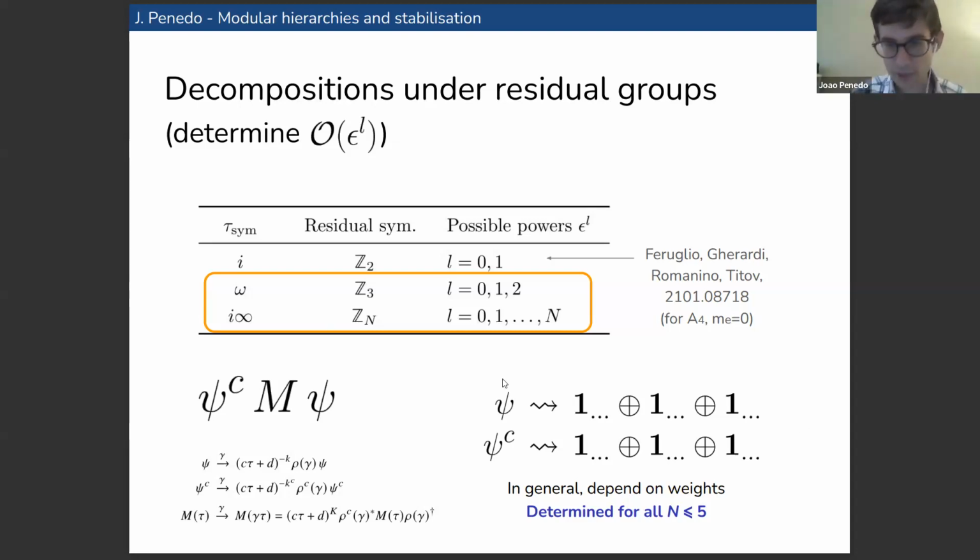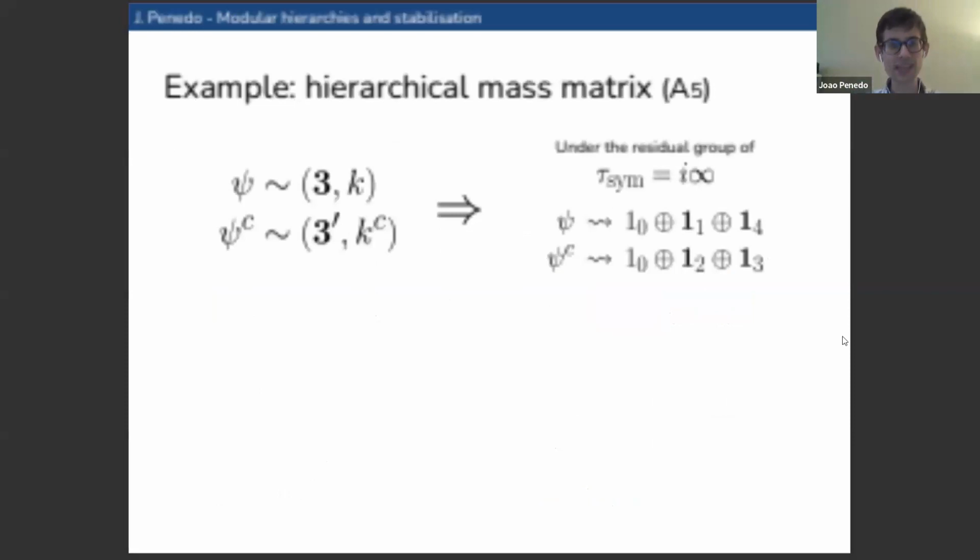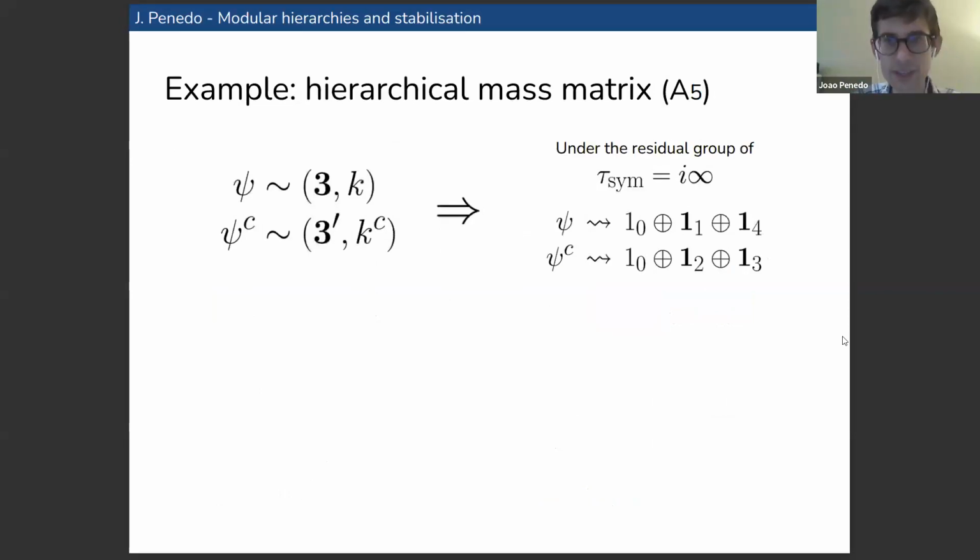As I told you, I'm not going into the details, but which powers and which exponents appear depends on how the fields decompose. This is the bit of group theory, but we determined everything for n up to 5. Let me give you an example. For instance, if you are working with n equal to 5, you are working with modular A5, and suppose you have 2 fields, psi and psi c. There are 2 triplet representations of A5.